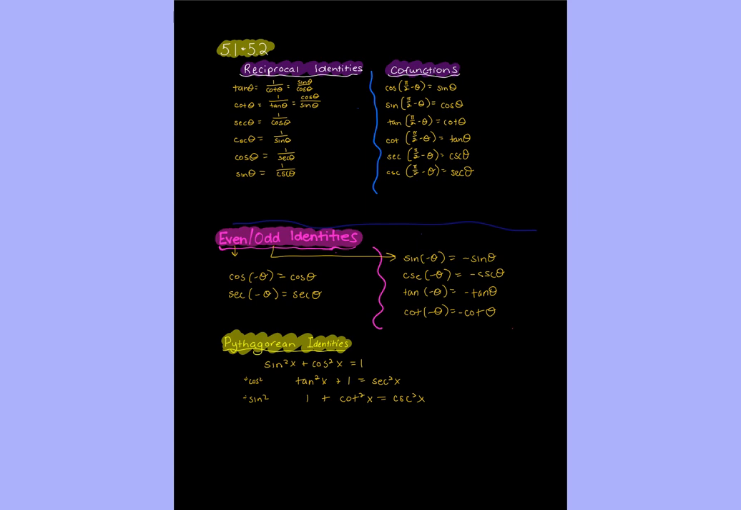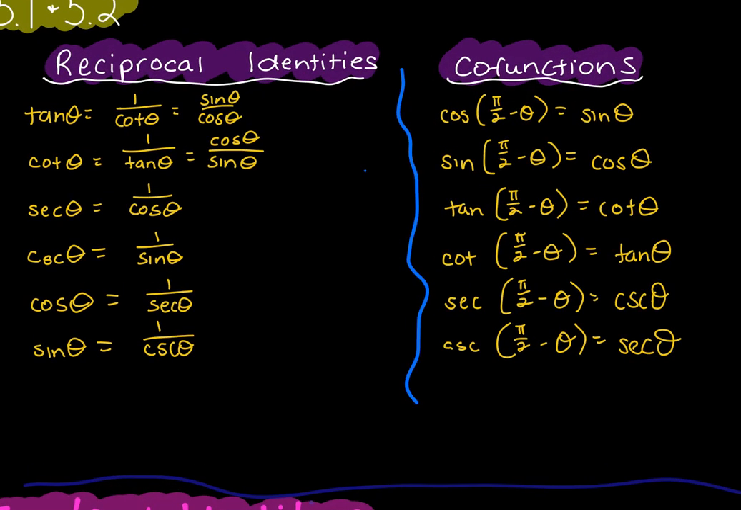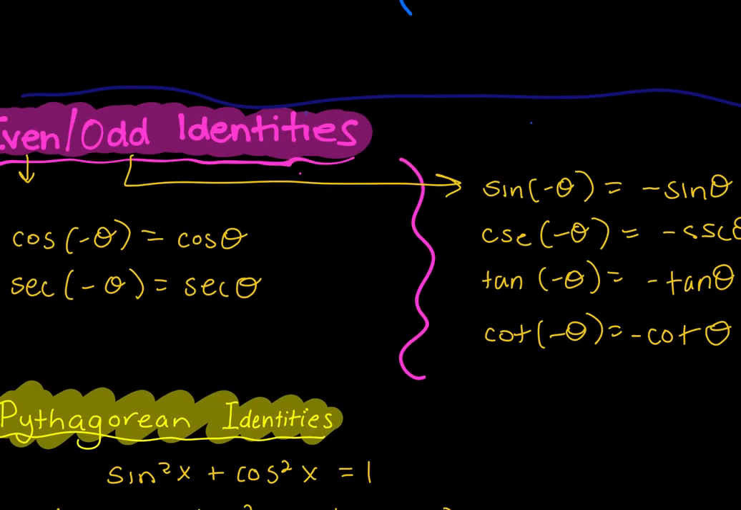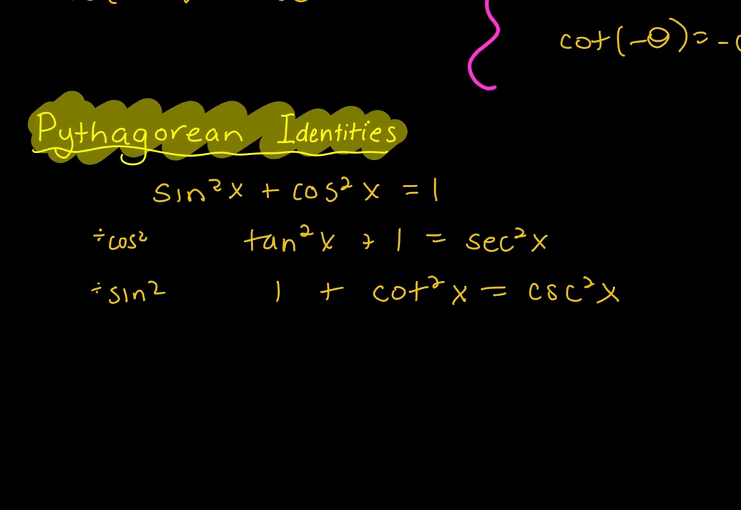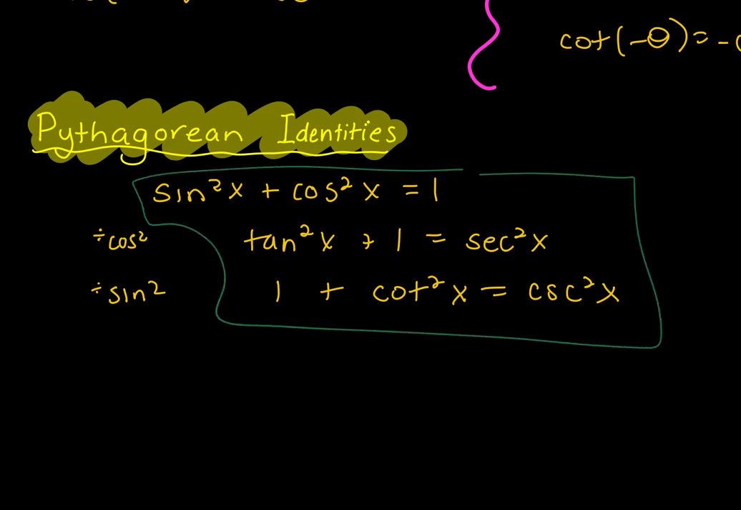But this is everything you need to know. So at the top, reciprocal and then co-functions. In the middle, the even odd functions. On the bottom, the Pythagorean identities. So these are your Pythagorean identities, those three. If you forget, then this is the shortcut to finding them. I find the first one, and then I take everything, divide it by cosine squared, and that gives you the second one. Take the first one, divide everything by sine squared, and that gives you the last one.